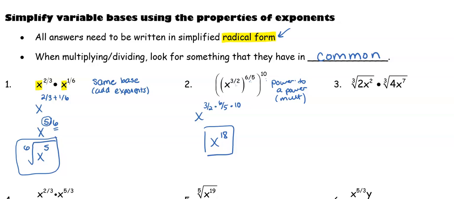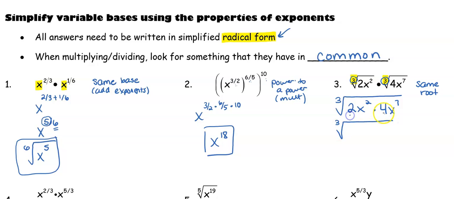When we look at number 3, we see the cube root of 2x squared, the cube root of 4x to the 7th. So the common piece that I have here is that we have the same root. That is how I'm going to put these 2 pieces together. Since they both are the cube root, I'm going to put everything underneath the same cube root. And I write it out in more steps than you probably would need to, just so that we can see where everything's coming from. So we've got 2 times 4, that's going to give us 8. X squared, x to the 7th, I'm multiplying like bases, so that becomes x to the 9th.